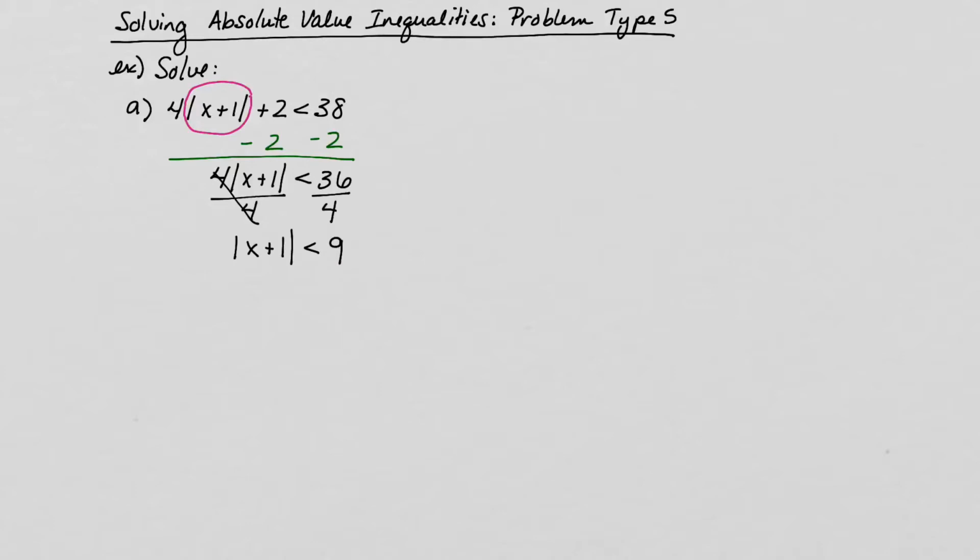So now we're at a point where we can split it, right? I have the negative case and the positive case. So x plus 1, remember we have to flip the sign, is greater than negative 9. And x plus 1 is less than positive 9. I'm going to subtract 1 from both sides. So x is greater than negative 10. Subtract 1 from both sides. x is less than 8.